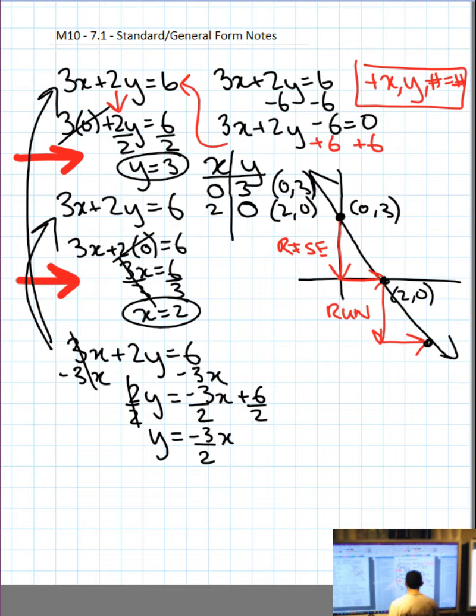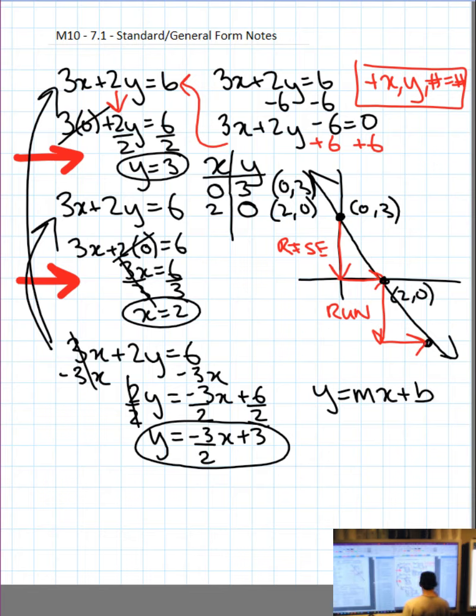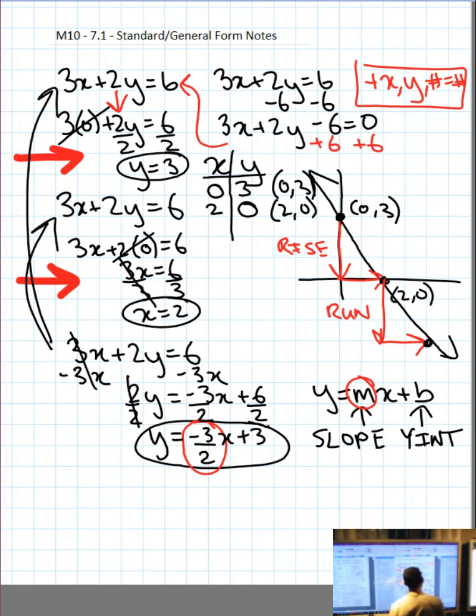Notice how I use my graph paper perfectly. 6 divided by 2 is 3, plus 3. Circle what y equals. We call this slope-intercept form because it's in the form y equals mx plus b, where b is the y-intercept and m is the slope. So as you can clearly see, this is m in the general equation. We have negative 3 over 2, better be our slope.